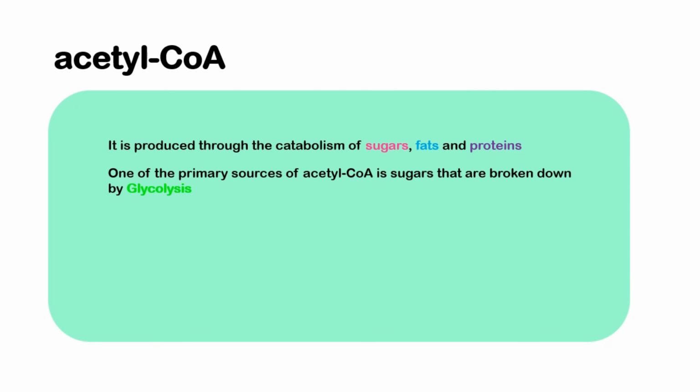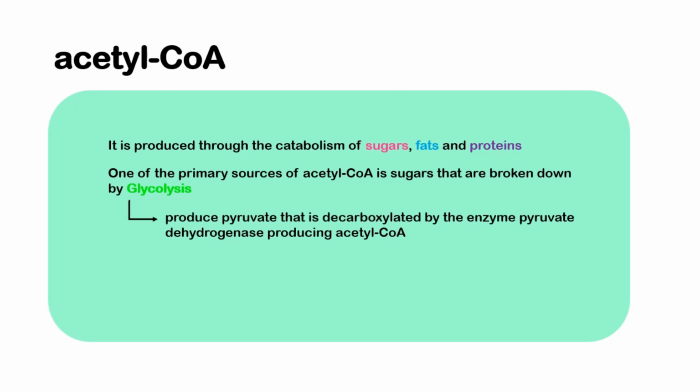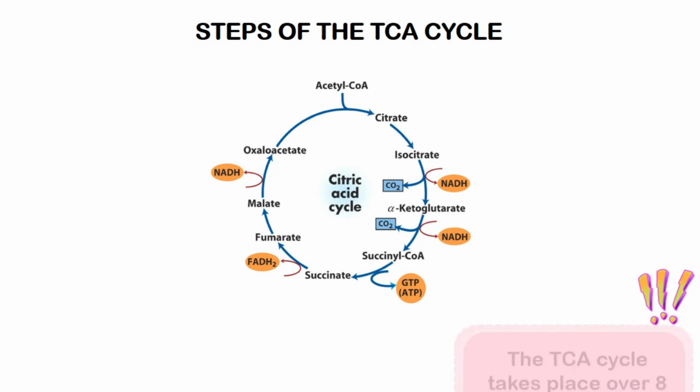One of the primary sources of acetyl-CoA is sugars that are broken down by glycolysis. Glycolysis produces pyruvate that is decarboxylated by the enzyme pyruvate dehydrogenase, producing acetyl-CoA. The TCA cycle takes place over 8 different steps.